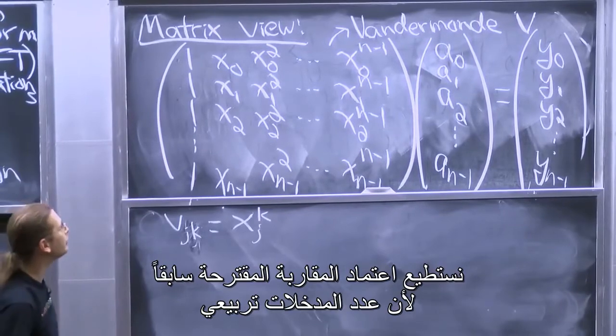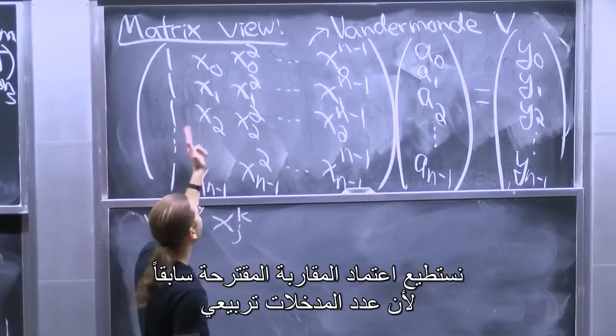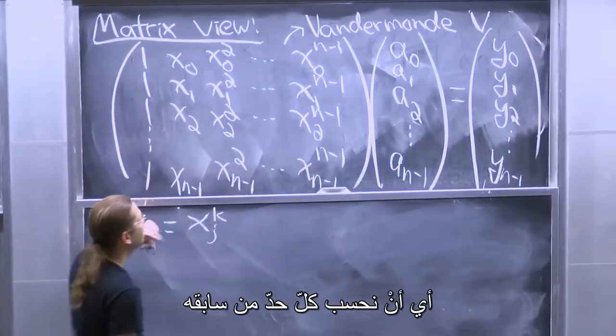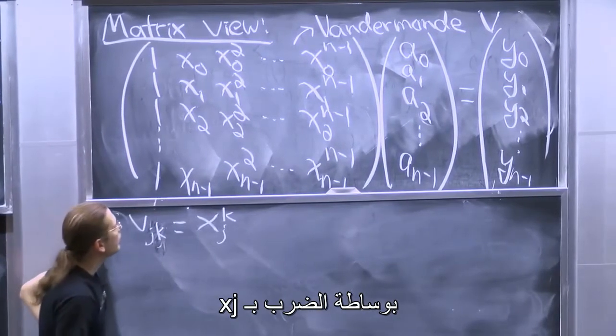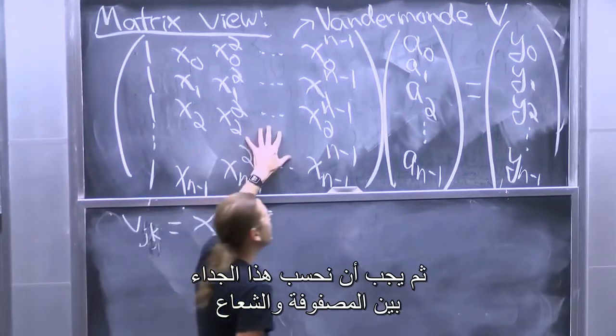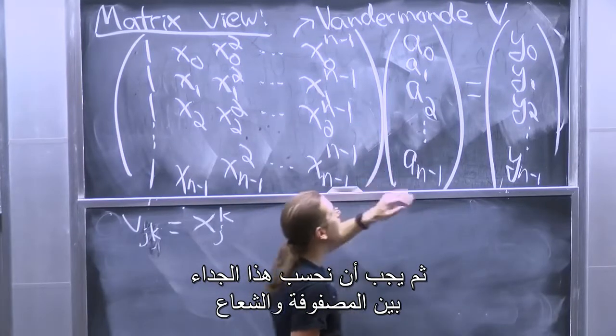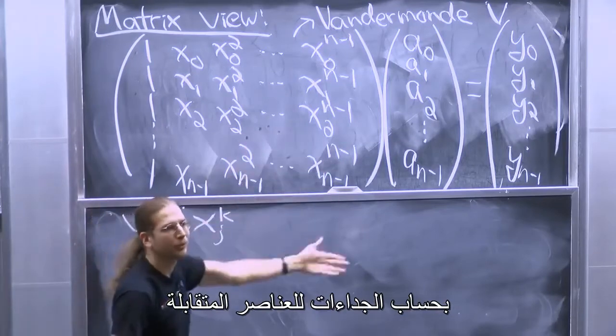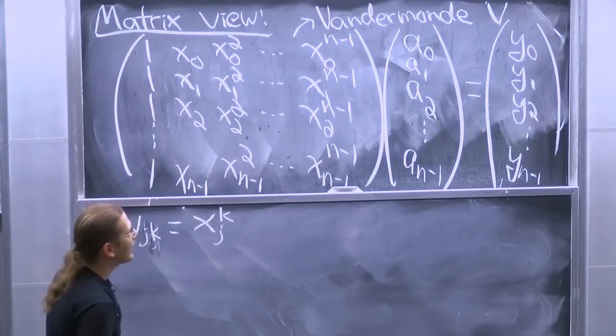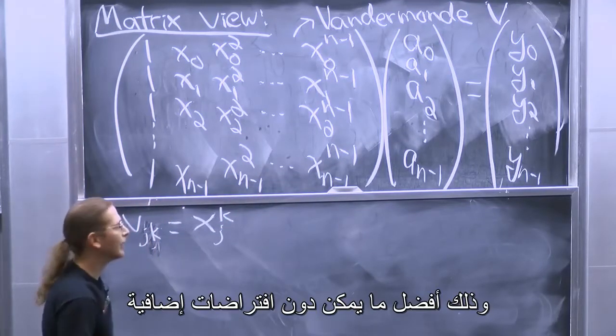It has quadratic entries. We can use the trick suggested earlier, compute each term from the previous one by multiplying by xj. And then we want to compute this matrix vector product. And you can clearly do it in quadratic time, just computing each thing correspondingly. And that's sort of the best you can do without any further assumptions.